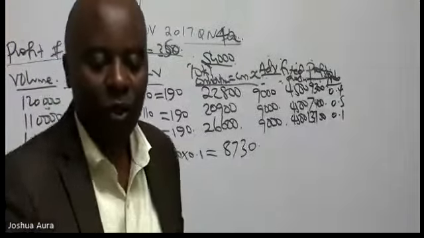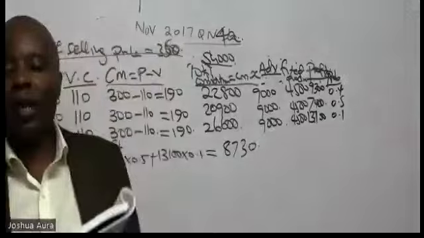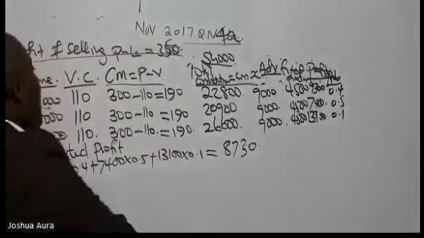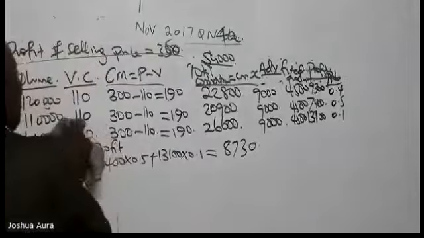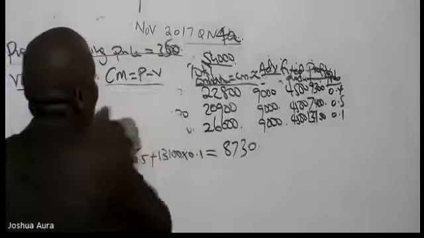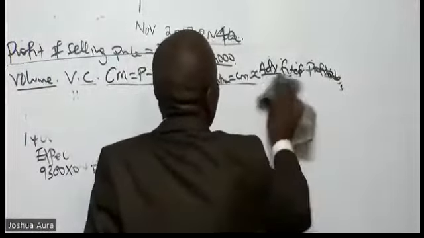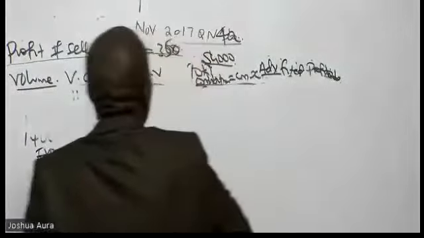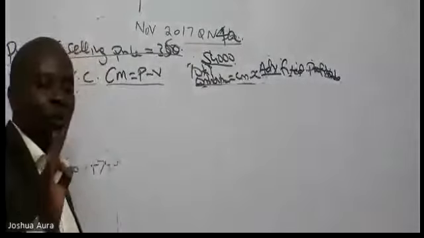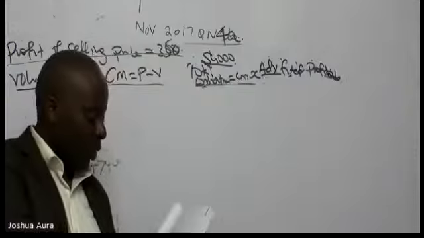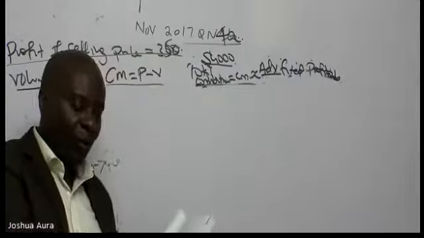Profitability analysis of the second price. I'll still borrow this same table, same format, everything. But now remember, there were two prices: 300 and a price of 350. So this time around, we're going to the second part of the table.